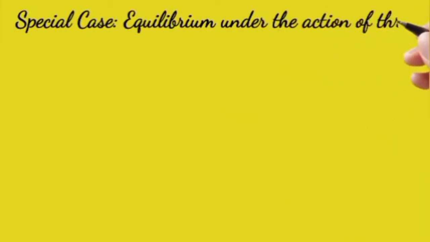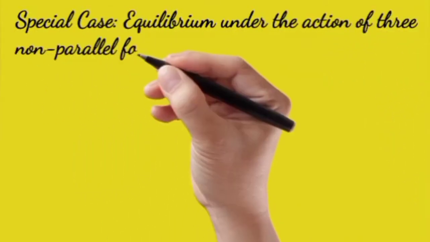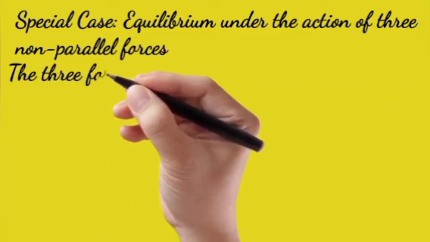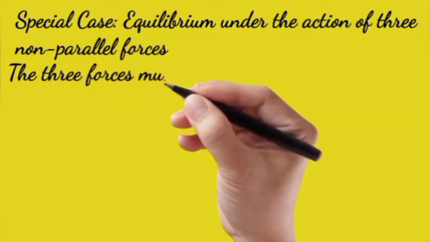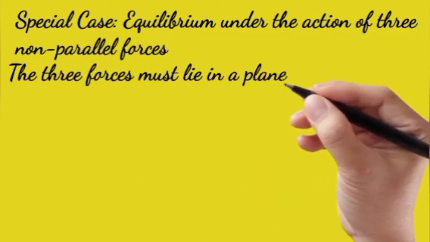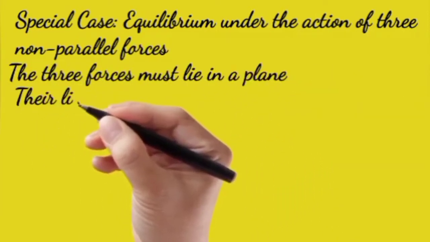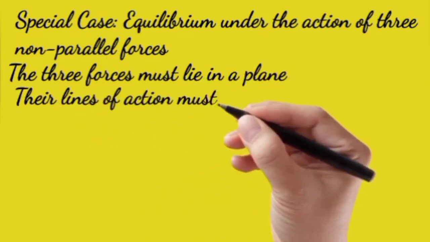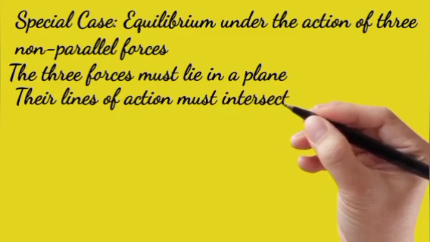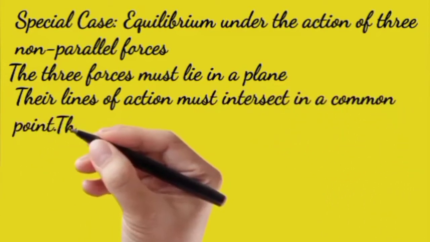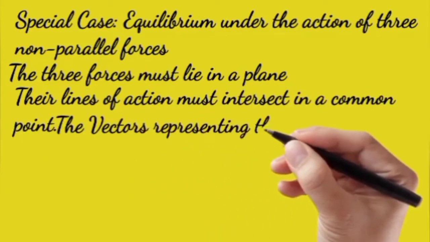Now there is a special case. Let's look at the equilibrium under the action of 3 non-parallel forces. Remember your triangle law of forces. The condition here is that the 3 forces must lie in a plane for them to be in equilibrium. Their lines of action must meet or intersect at a point. Their lines of action must meet or intersect in a common point.